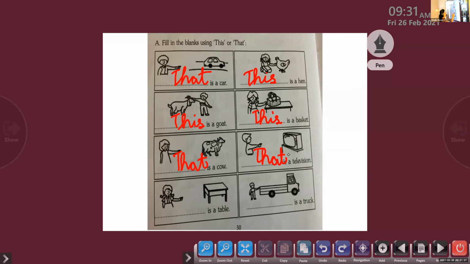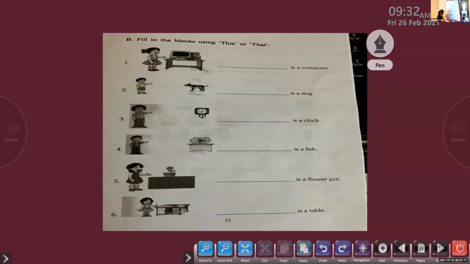The next one, the girl and the table. Arjun, only Arjun will answer. Nobody else. Arjun, unmute. The girl and the table. That. Okay, very good. The man and the truck. Albrin, the man and the truck. This is a truck because the man is literally touching the truck and standing. Okay, good effort, my dear. Thank you.